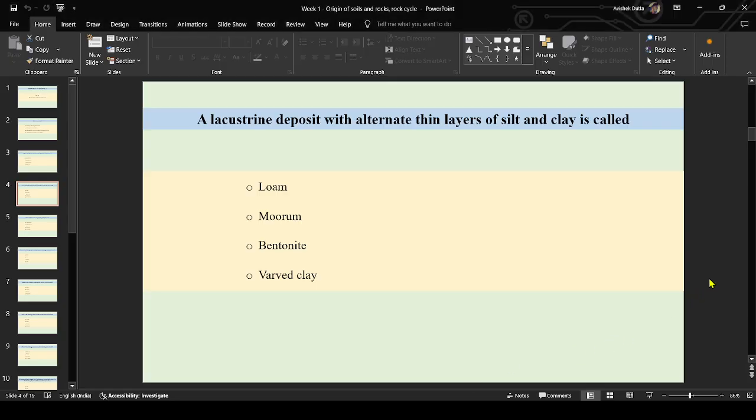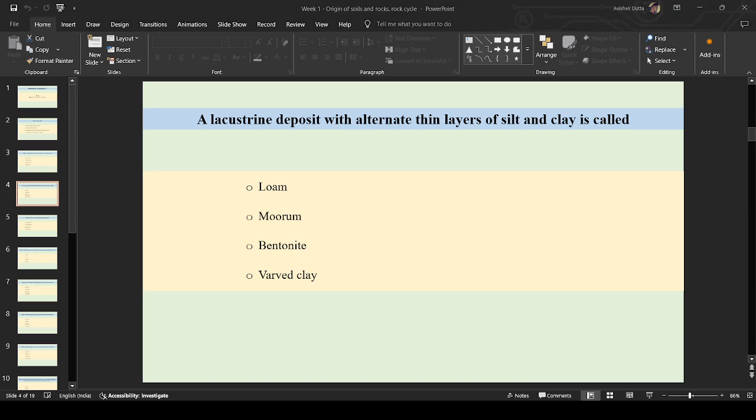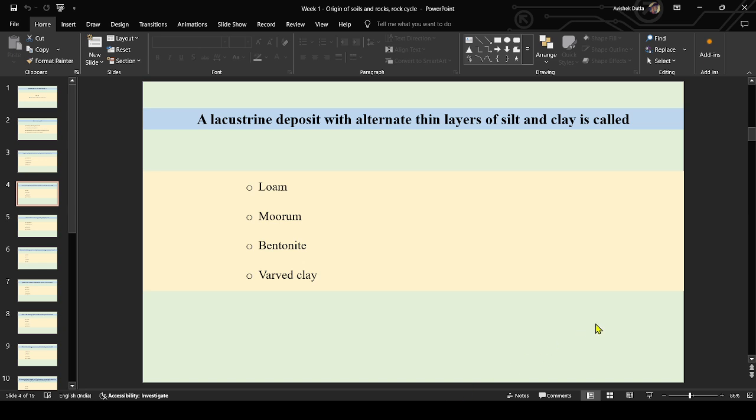A lacustrine deposit with alternate thin layers of silt and clay is called. The options are loam, muram, bentonite, or warped clay.